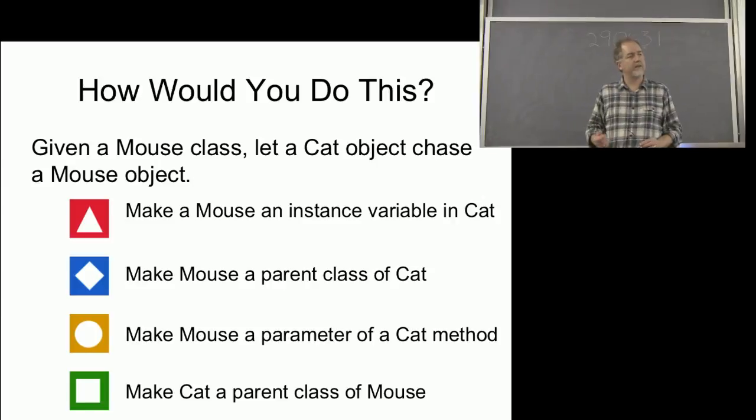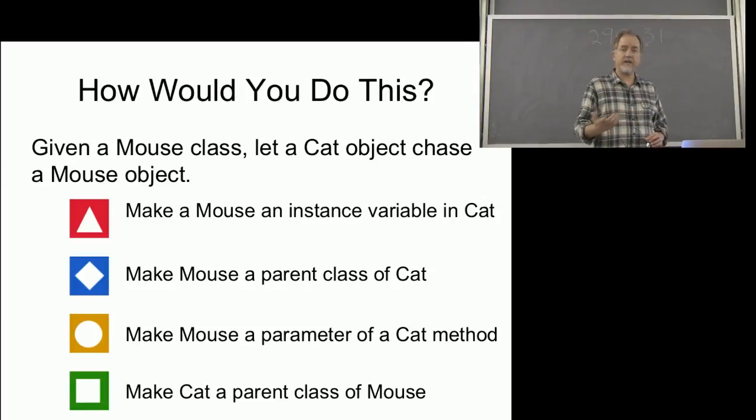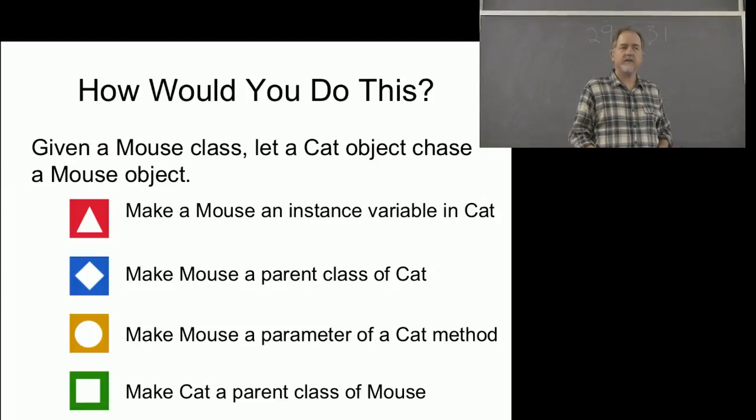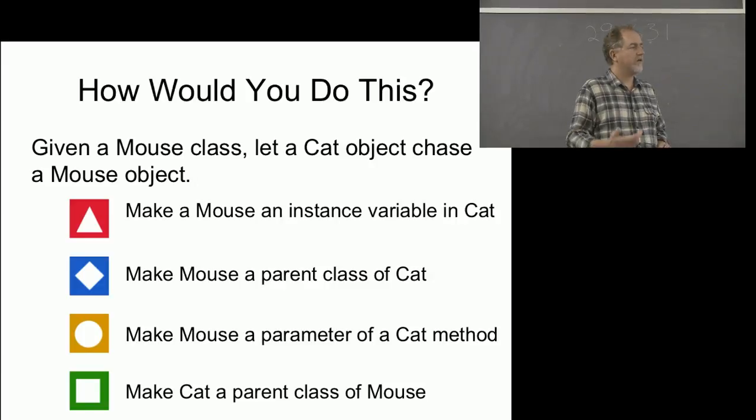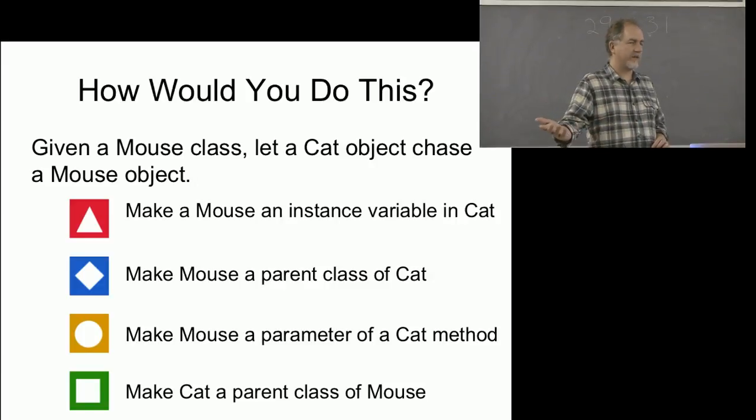Again, I'm thinking the cat is going to have a chase method. And what is it going to chase? It's going to chase a mouse. And so at some point you would send to that cat method, the chase, the mouse that it's trying to chase. And then the last one, make a cat a parent of mouse. That's saying a mouse is a type of cat, and that's not true either, right?